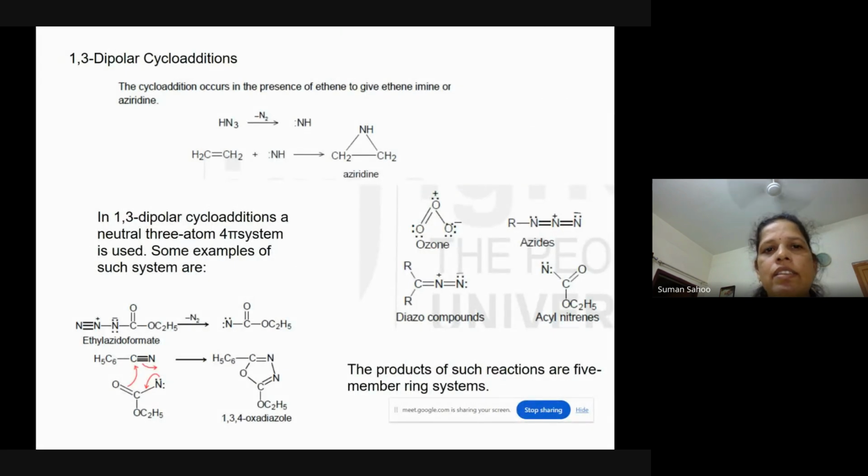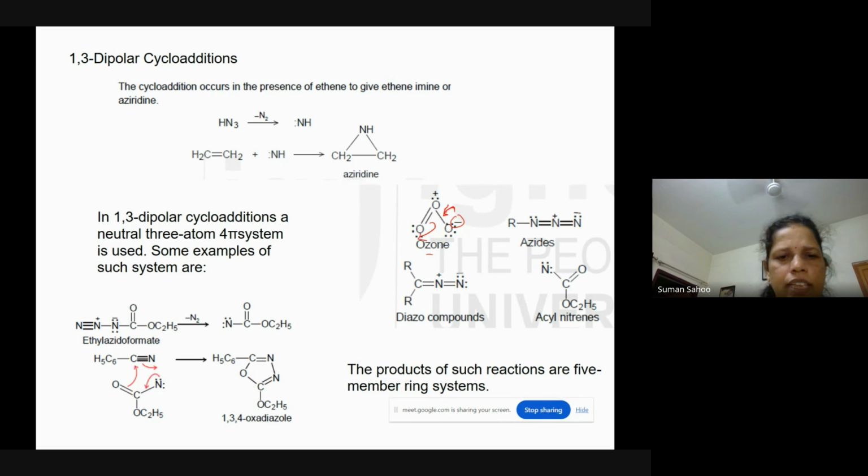Next is your 1,3-dipolar cycloaddition. So these are your 1,3-dipolar compounds. This is actually 1,3-dipolar because this negative charge, as you see, is being spread between the 1 and 3 positions. So that is your 1,3, and these are two charges, plus and minus, in case of ozone. Although it is neutral, this is its structure. So that is a 1,3-dipolar compound.